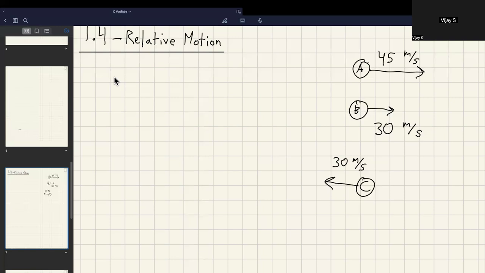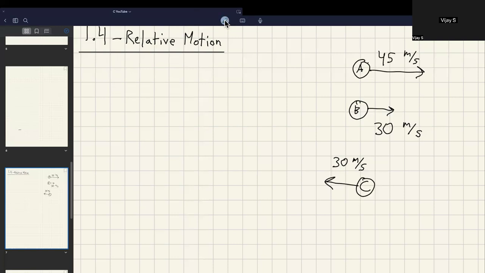If we wanted to calculate relative velocity, as it's called, so how fast one object might be moving relative to another, essentially all you have to do is subtract their velocities. So it's actually quite an easy little thing. Let's say, for example, that we're stationary. We see car A moving 45, and B and C are both moving 30, but in opposite directions.